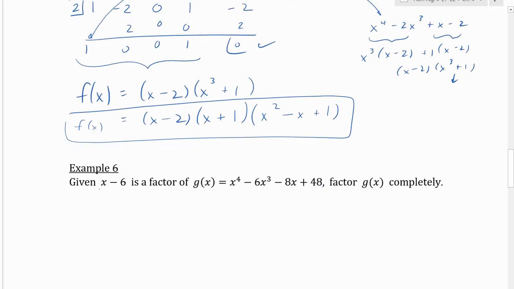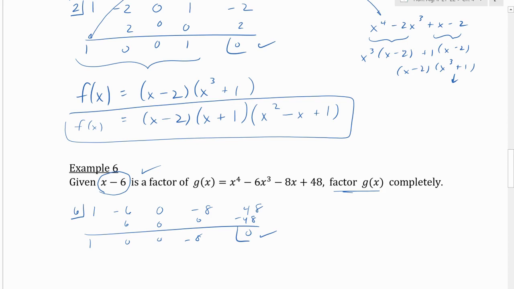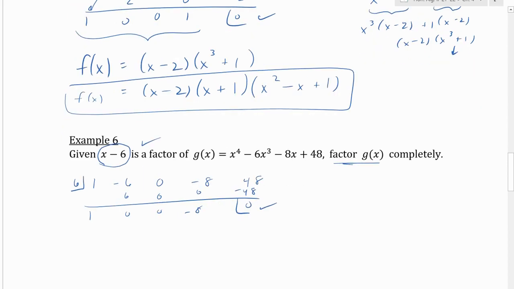Given that this is a factor, they're telling you x minus 6 is a factor. We're going to factor this function. So 1, -6, no x squareds, -8, 48. 0, 0, 0, 0, -8, -48. There's my remainder being 0, which holds up that fact. Yep, it's a factor. So g of x is this, which if 6 divides, do the synthetic division with 6, comes up remainder 0, that means x minus 6 is a factor.